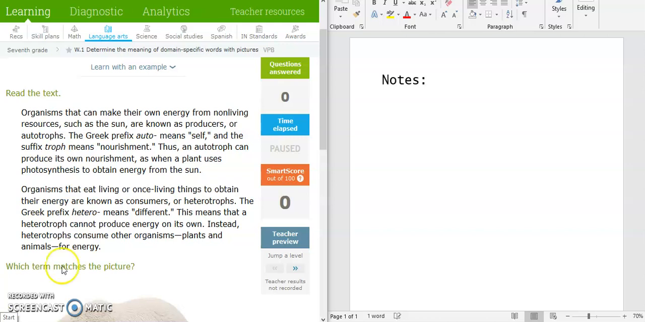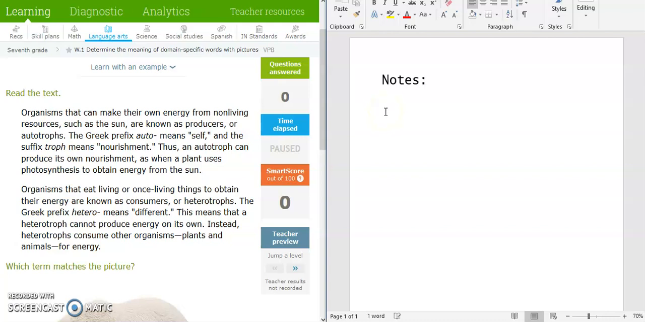So you notice that I have two screens up. I have my IXL screen, and I have my note-taking screen. I'm going to take some notes just to make sure I keep the facts straight as I read. I encourage you to do the same, or if you don't do it on your laptop, you can write it down on a scratch piece of paper.